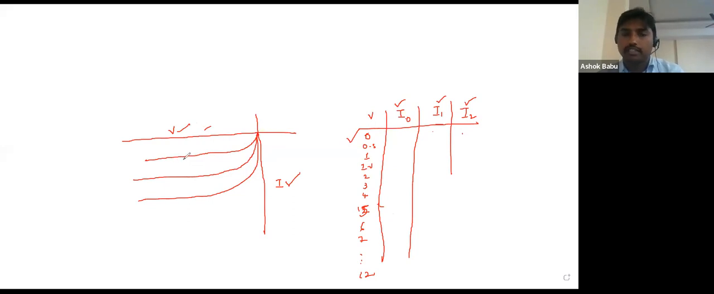So draw the graph. You are getting a graph like this. This is what we are going to observe in this experiment. VI characteristics of photodiode means, by giving different intensities, how much the current is, how much the light energy is converted into electrical energy, we are going to observe in the photodiode experiment. Clear? It is very clear. For different intensities, we are going to observe VI characteristics of photodiode.